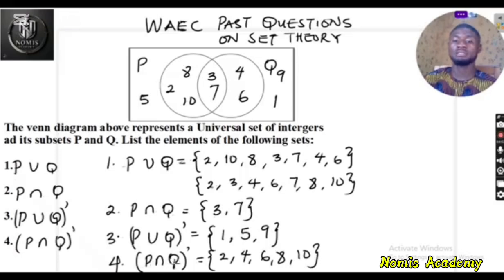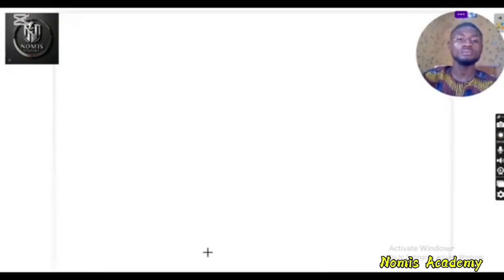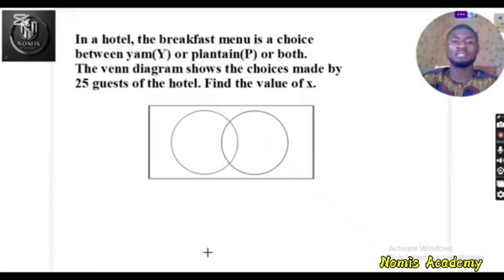So let's take past question number 2. It says that in a hotel, the breakfast menu is a choice between yam or plantain or both. The Venn diagram shows the choices made by 25 guests in the hotel.